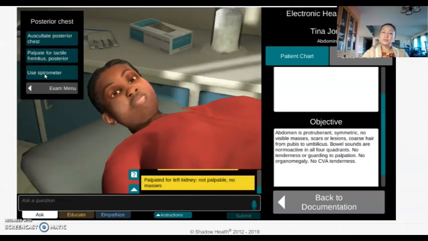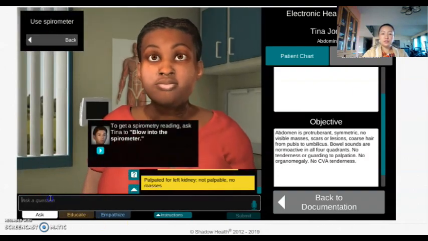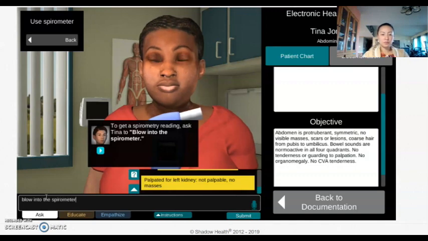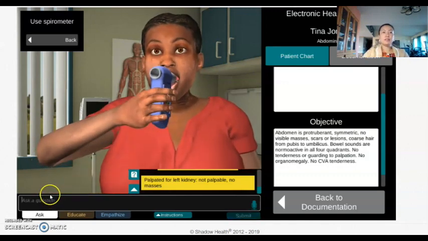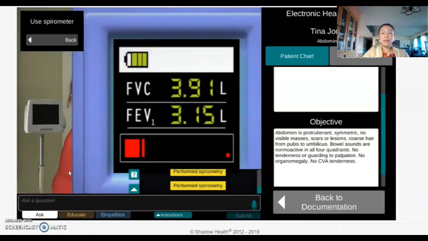Okay, to finish with the respiratory system, I am going to check the patient's spirometer level, and by using the spirometer, I am going to instruct her to blow into the spirometer. Okay, and this time I am checking the forced expiration against the forced vital capacity, and the normal value is usually approximately 75%. And based on this ratio, Tina Jones got a score of 80.5%.